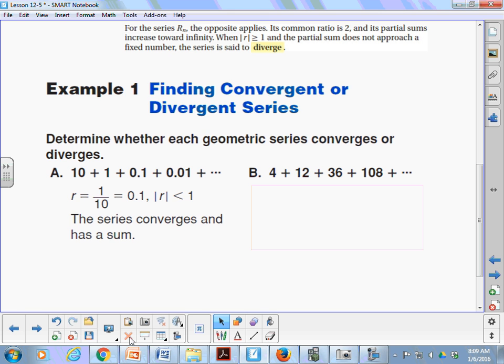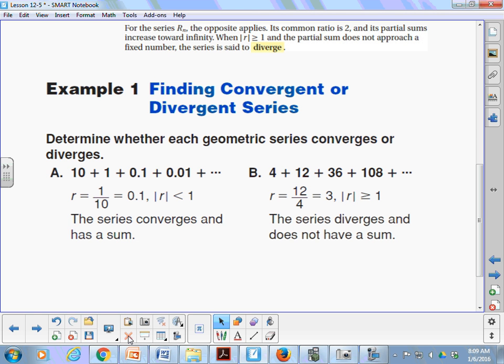Letter B. Danny, what's the value of r? 3. Is that less than 1 or greater than 1? Greater than 1. So that means it's going to diverge. When it converges, it has a sum. When it diverges, it does not. And these are infinite geometric series, and in the next example, we're going to look at how to find that sum when they do have one.